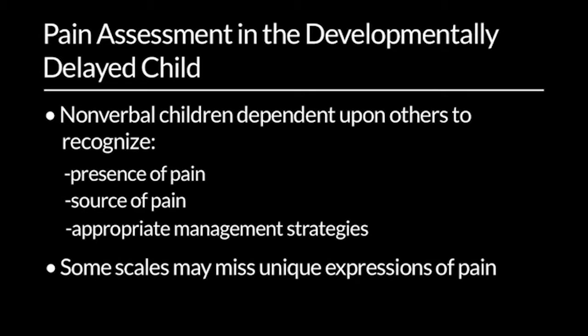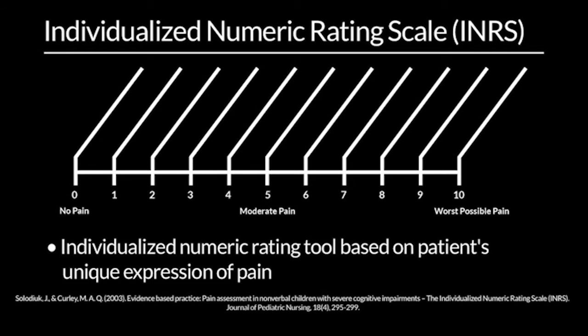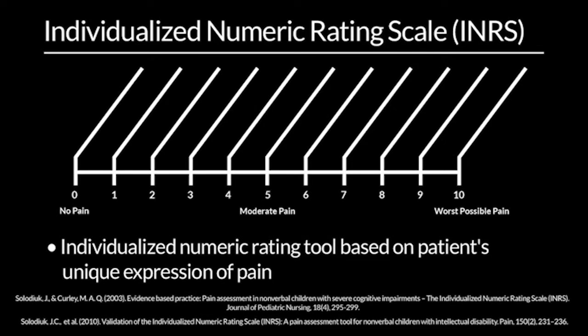Scales that are in use, such as the FLACC scale, may be used, but it may miss some of the unique expressions of pain of the developmentally delayed child. A different scale, called the Individualized Numeric Rating Scale, or the INRS, is a tool that could be used in this population. The INRS is a numeric rating tool that facilitates parents' knowledge of their child's unique expression of their pain. The INRS has undergone initial validity and reliability testing.